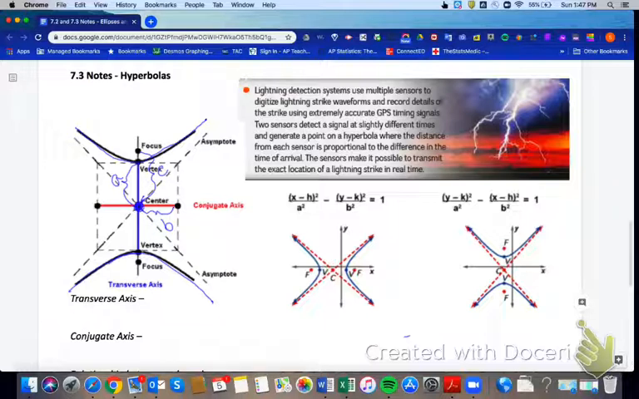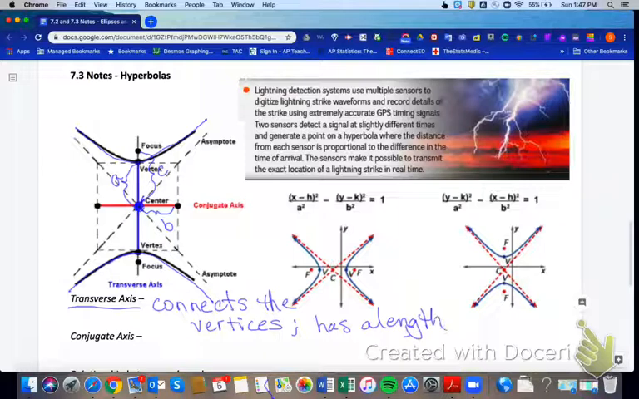This time, instead of having a major axis and a minor axis, we have what's called the transverse axis and the conjugate axis. The transverse axis is the axis that connects the vertices. So this is the axis that each vertex is on. It has a length of 2a. So that's kind of similar to the major axis from the ellipse.